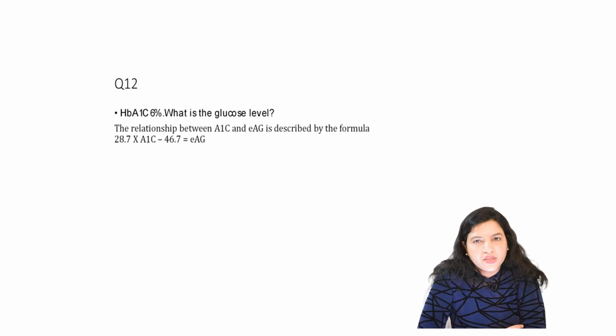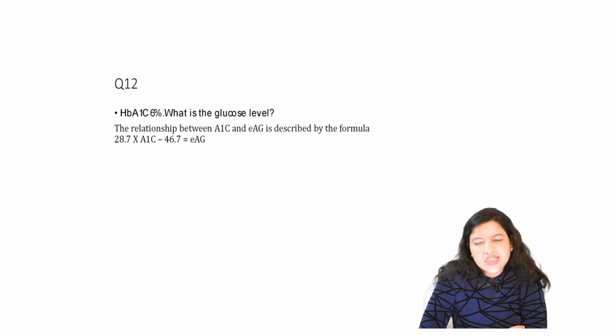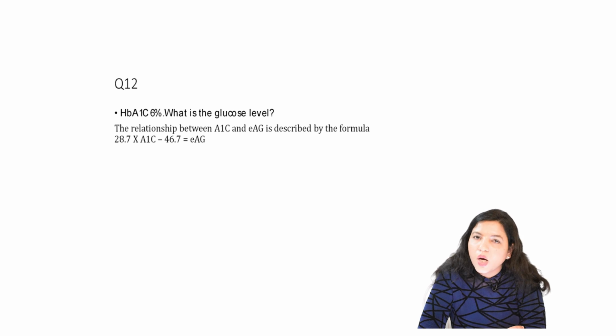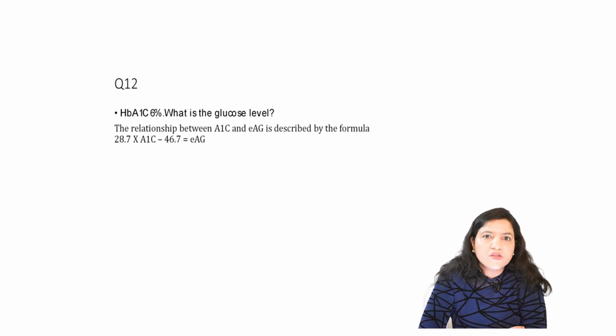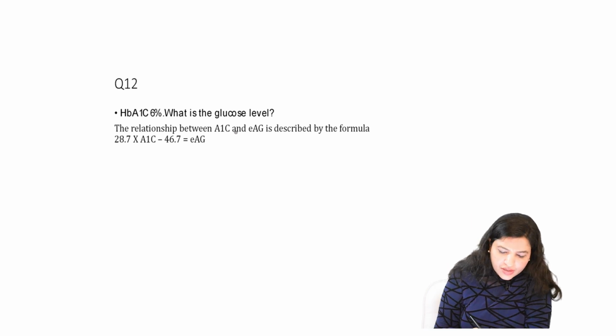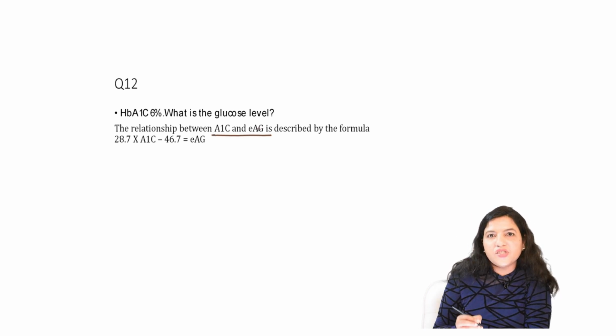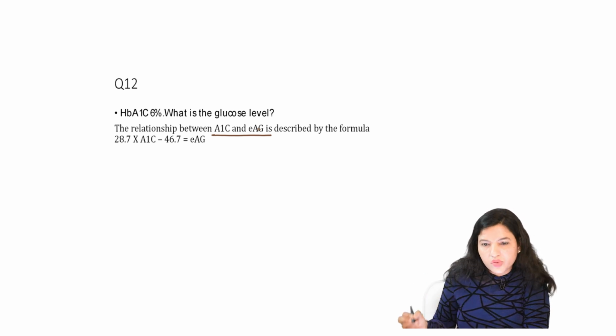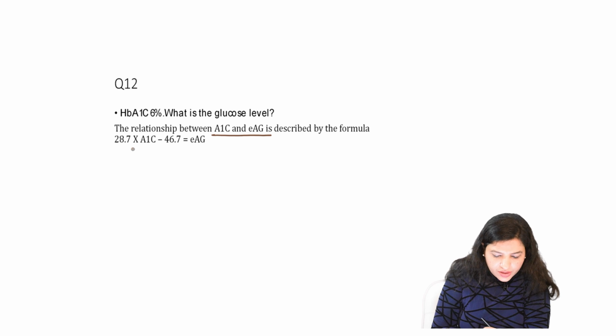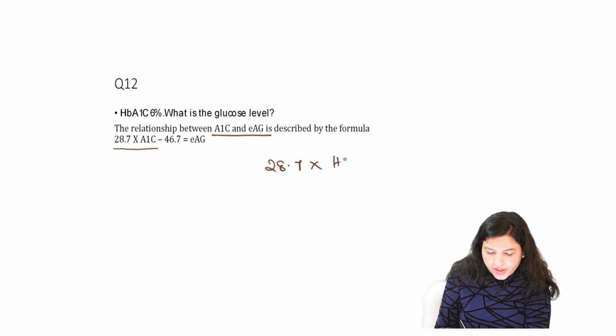Going to the last question in this session. I don't know what the options are here, but I'll tell you the question. HbA1c 6%, what is the glucose level? How to calculate the estimated average blood glucose level if the HbA1c level is given? There is a formula for calculating that. The relationship between the A1c and EAG, meaning estimated average blood glucose level, is by the formula 28.7 into the HbA1c level minus 46.7.